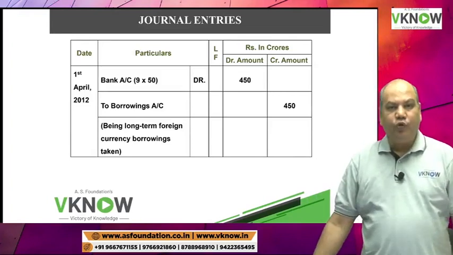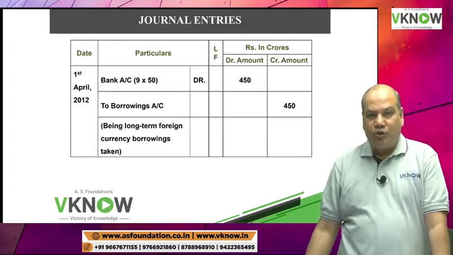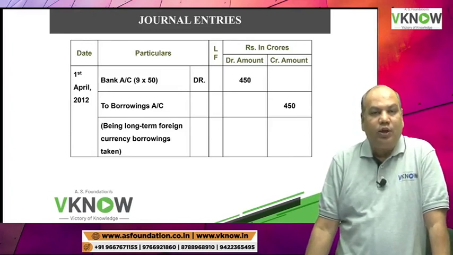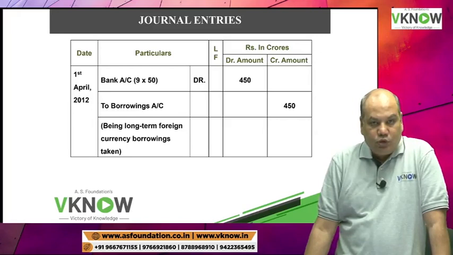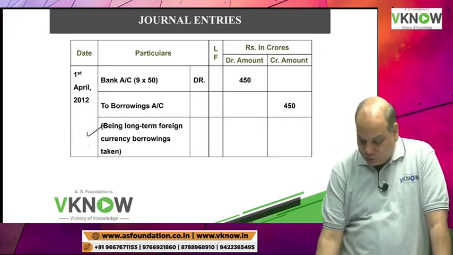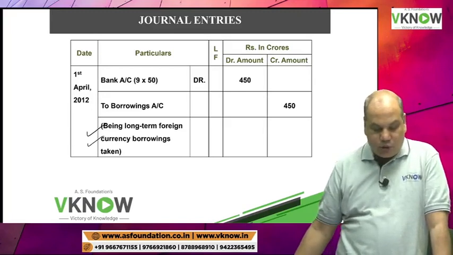So you will get 450 crore rupees in your bank, and it will give rise to a liability, that is borrowing, to borrowing 450, being long-term foreign currency borrowing taken.